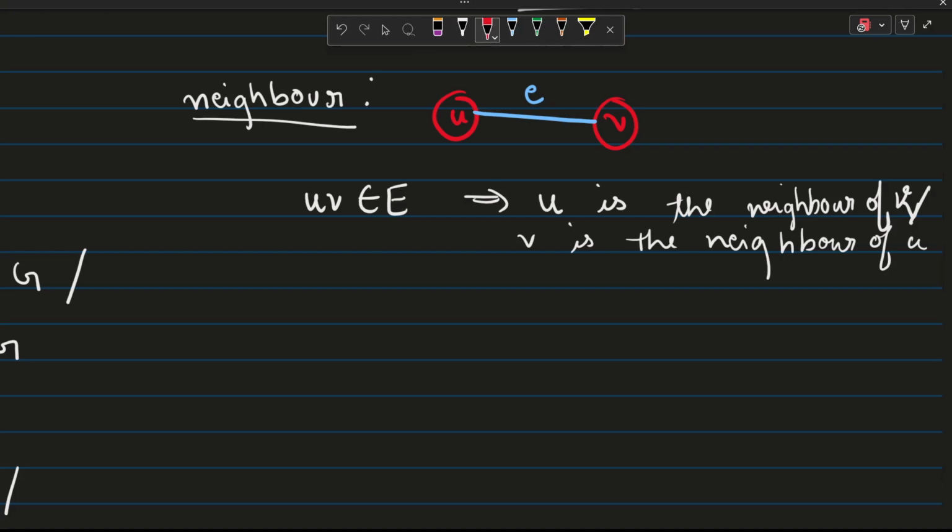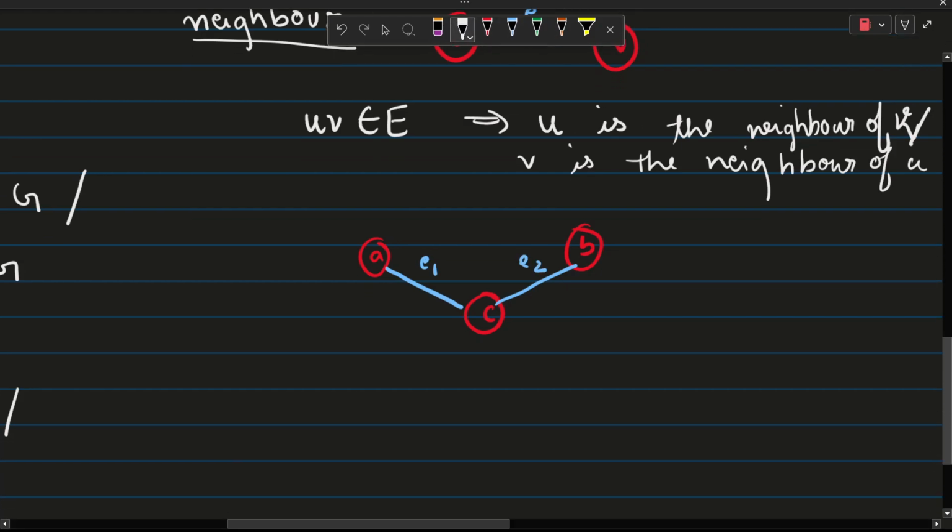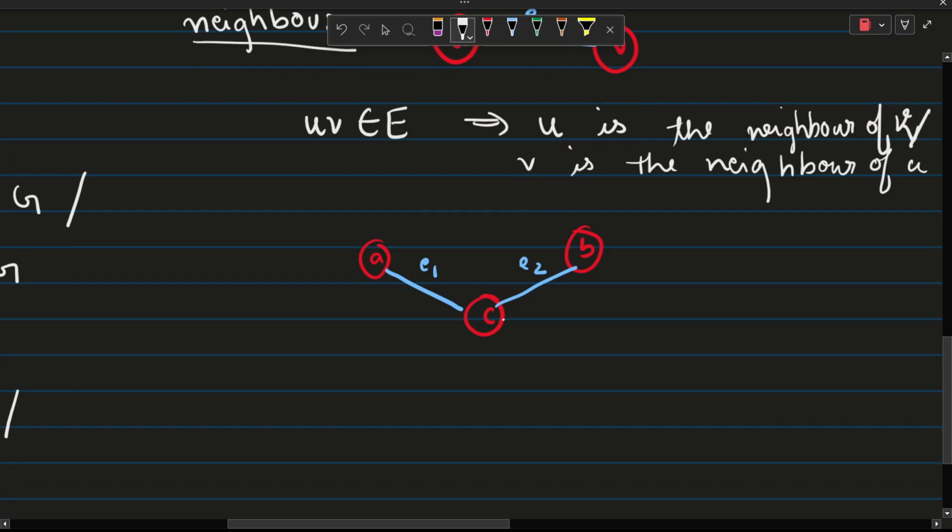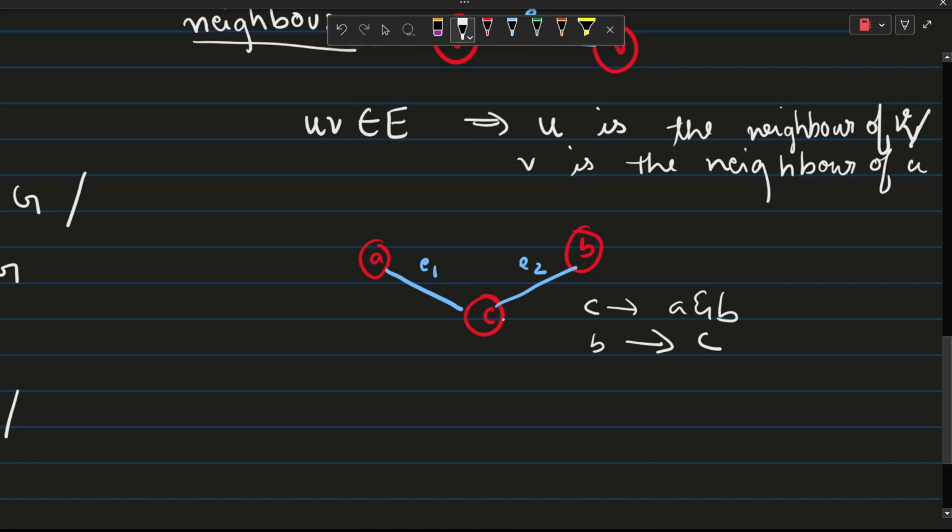Consider the following example. A, B, C are three vertices with E1 and E2 edges. In the following example, the neighbors of C are A and B. The neighbor of B is only C. The neighbor of A is only C.